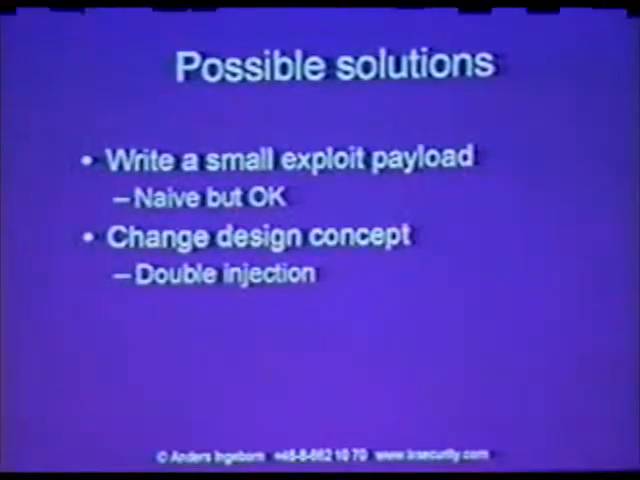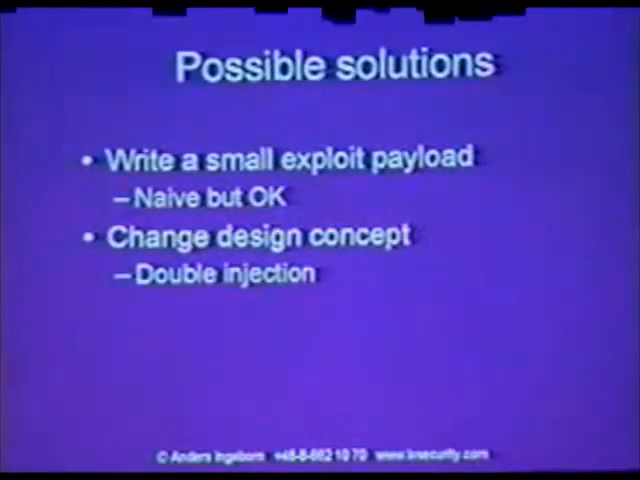I see two possible ways of doing this. Either we can write a simple, small exploit code where the exploit itself is small enough to fit into this restricted memory and still do what kind of exploit we want to do. It's a little naive, but it's okay, and that's what we did last winter. Another approach, which might be better, is to change the design concept somewhat and make a double injection, and that is basically what I'm going to present here today.